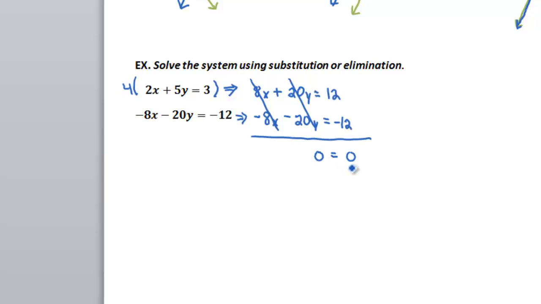This is what lets you know that this system is a special case. The equation 0 equals 0 is always true. All our variables have dropped out. So this equation doesn't depend on the value of x or the value of y. 0 is always equal to 0. This is an equation that's always true. When you're solving a system and you end up with an equation that's always true, that's your indication that these equations are dependent.